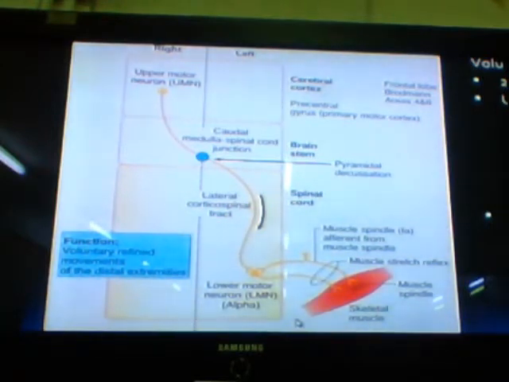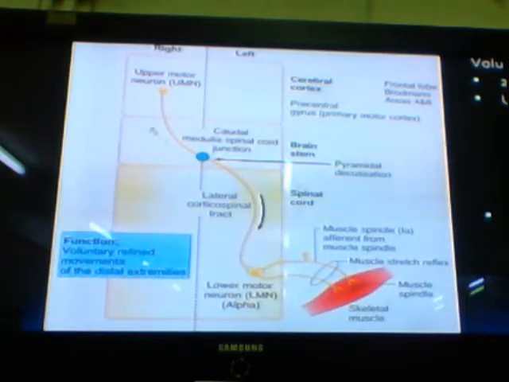Is this Spanish to you guys? No. You guys know this already, right? Do you know why you have to distinguish what is an upper motor neuron and a lower motor neuron? Yes. All right, let me just show you here, just quickly.